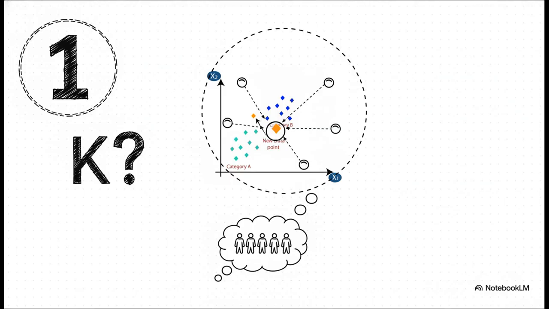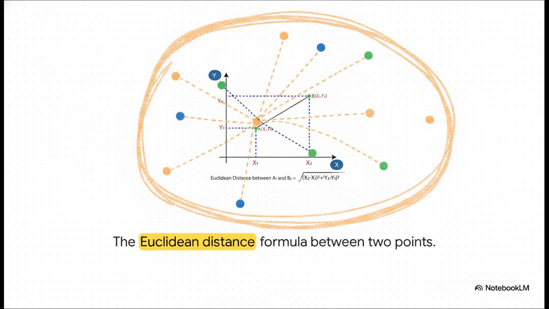It's just popped up on our geometric map right smack in the middle of our existing groups, the green diamonds of category A and the blue diamonds of category B. So our very first step, step 1, is to choose the number of neighbors we're going to look at. For this example, let's just say that our k is going to equal 5.